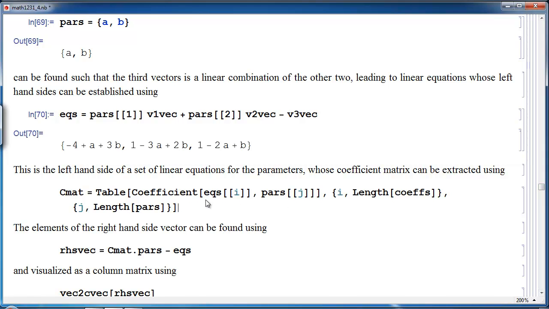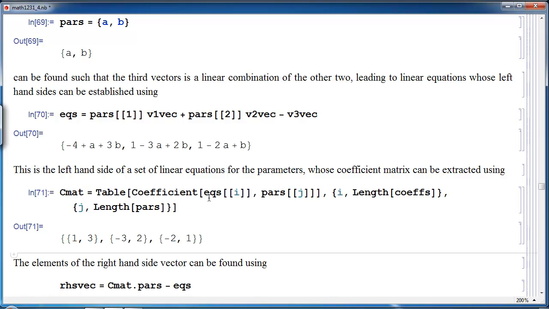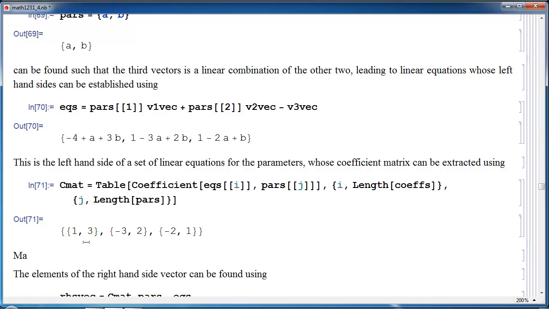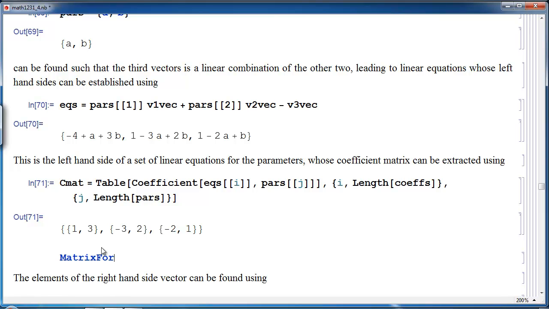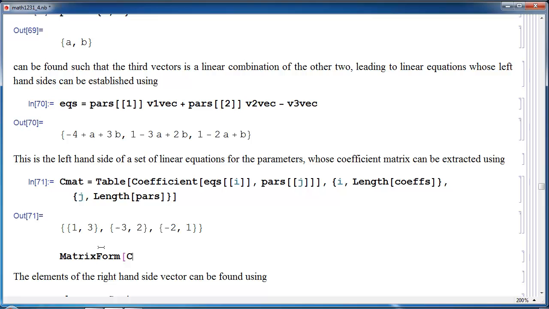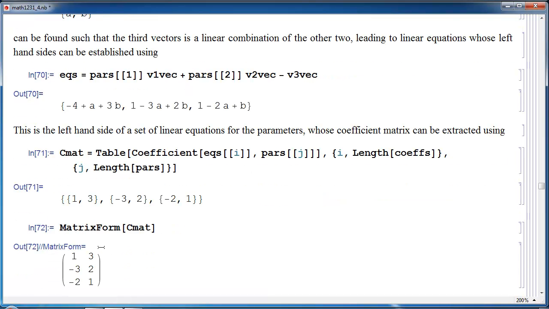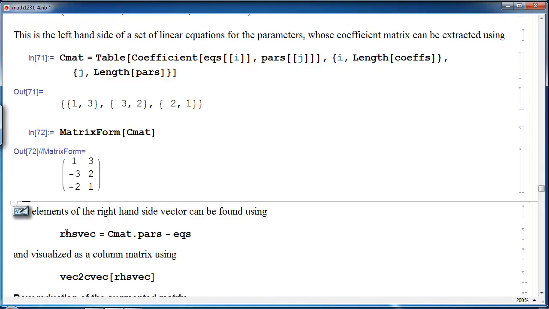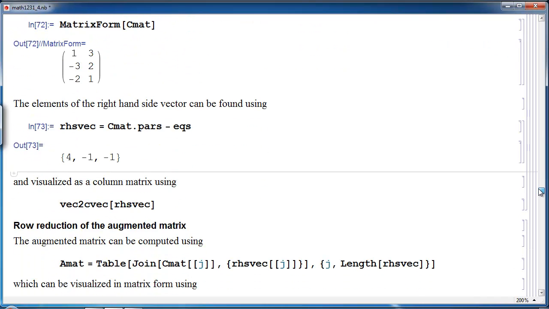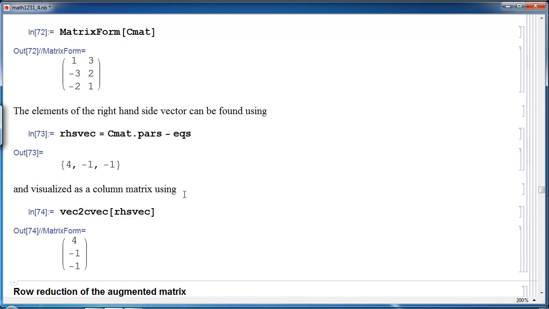So let's find the coefficient matrix, and we can visualize that as a matrix using matrix form, and there it is. Now we can find the right-hand side vector of the equations by multiplying the coefficient matrix by the parameters and subtracting off the equations. So we execute that, and then we can view that as a column matrix, like so.